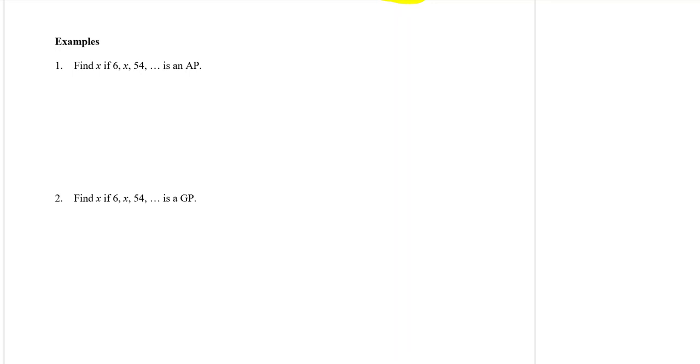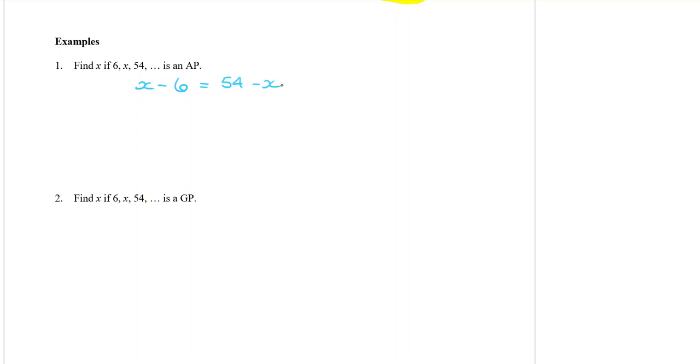Arithmetic means that I should be able to subtract 2 take away 1 and 3 take away 2, and they should be equal to each other because that would be the common difference each time, right? So let's write that down. X take away 6 would be one way of finding the common difference, and 54 take away x would be another way. So if I solve that equation for x, then that's what I need.